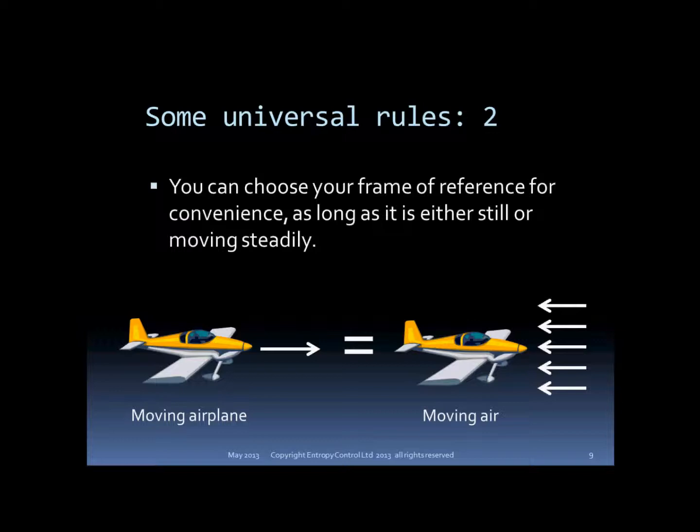The second rule is that you can choose whatever frame of reference you like, as long as it's not accelerating. This is called the principle of relativity, and it had been found to be universally true by Galileo and Newton, amongst others. It was the extension of relativity to electromagnetic phenomena that gave rise to Einstein's theory of the universe. In our context, we can choose to look at a stationary wing with air blowing past it, or a moving wing passing through the still air, and know that the physics of the two systems is exactly the same.